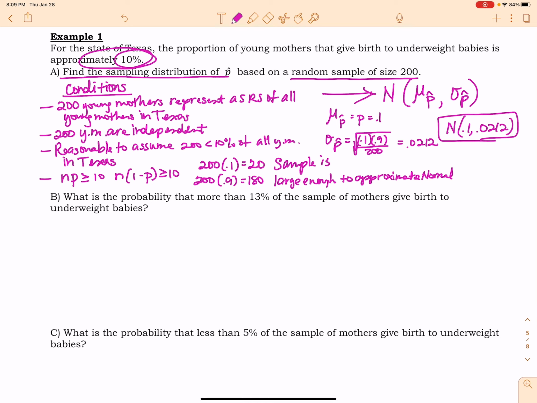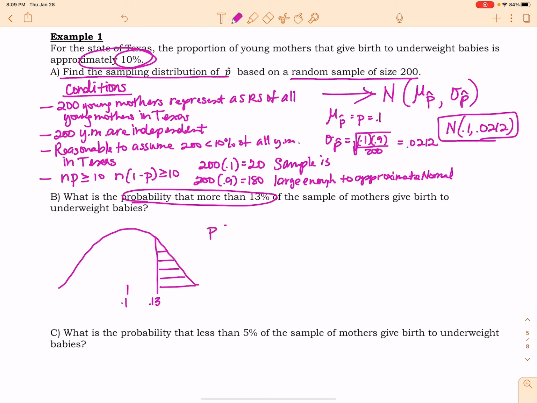Okay, so in part B, what is the probability that more than 13% of the sample of mothers give birth to underweight babies? Now, this is where we're using the normal curve, or the normal distribution, to give a probability. So this is just drawing a curve, just like we're used to doing. And then more than 13%, that's going to be to the right, and then shading to the right. And I'm going to write an inequality statement, p hat greater than 0.13. It is very important that you adhere to the proper notation here. We want the probability of p hat because we are dealing with proportions here.